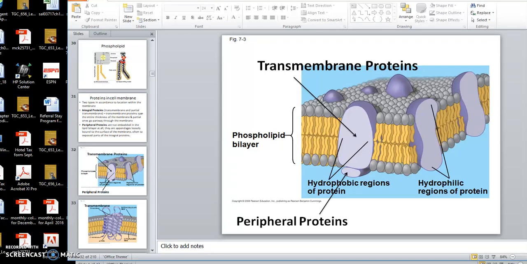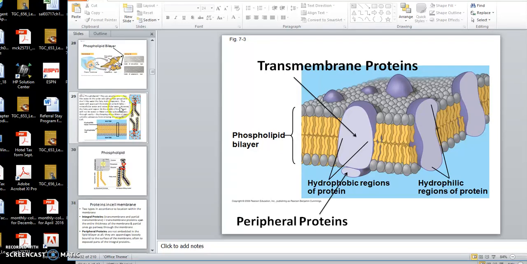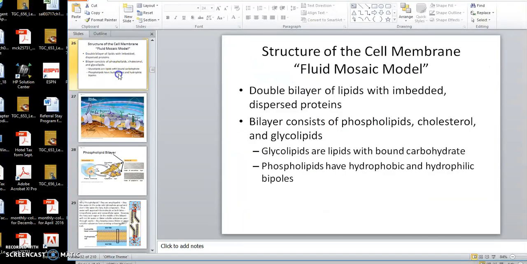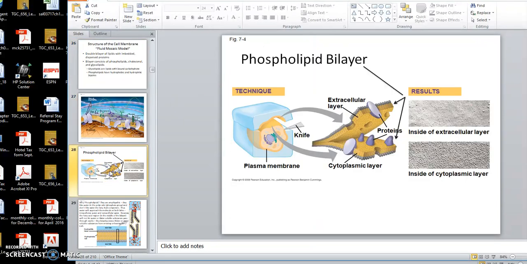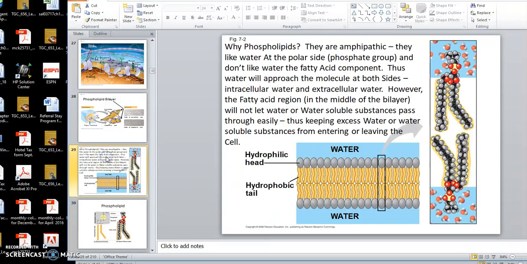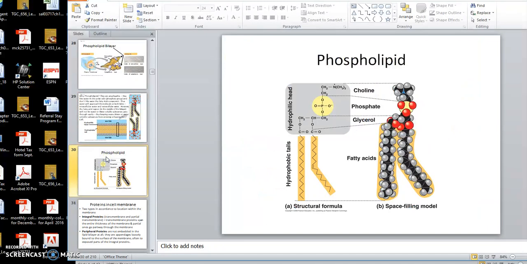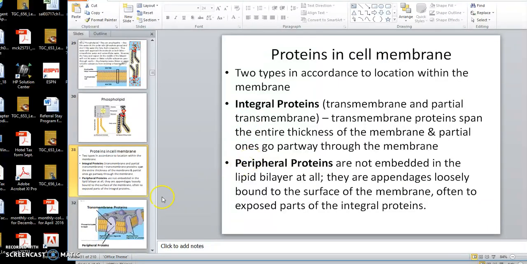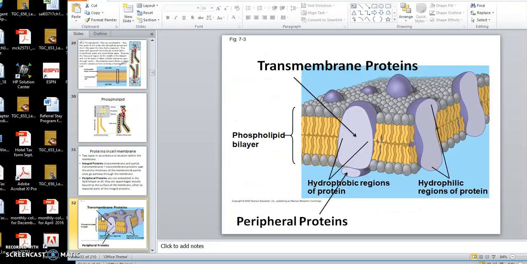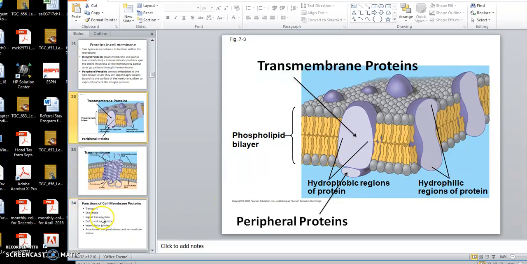Okay, we're back again looking at the cell membrane. Again, the cell membrane, as we said, is a fluid mosaic: everything's moving around, and it's a mosaic because it's made of several things. Phospholipid bilayer, we explained in the previous video. Integral proteins, peripheral proteins, transmembrane proteins were discussed.